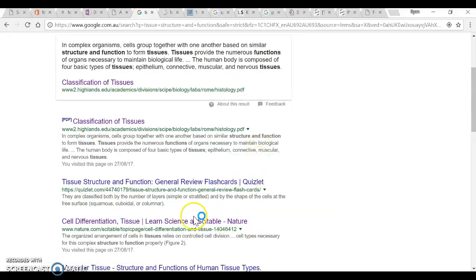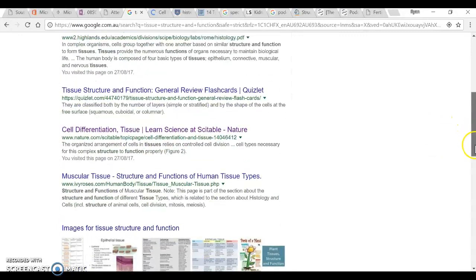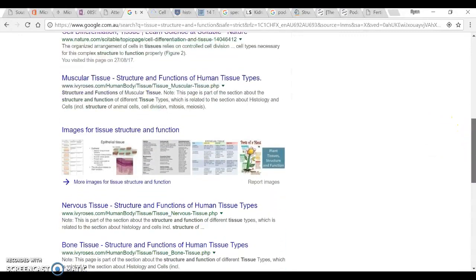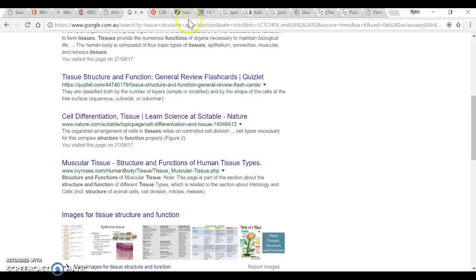The best thing to do from here is to just have a look at some of the sites. If it's a Quizlet site, I'm probably not going to go there. This one's a PDF, I might have a look at that one. But as I go down, I check what the websites are like. Ivy Roses, sounds a bit funny. I might have a look later.